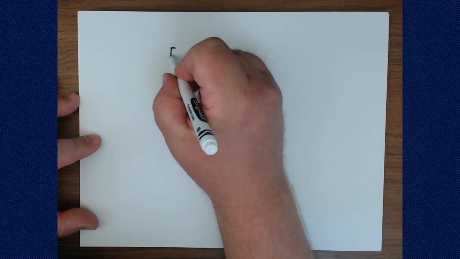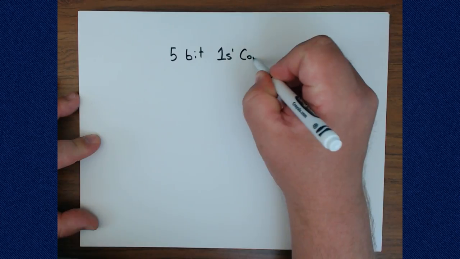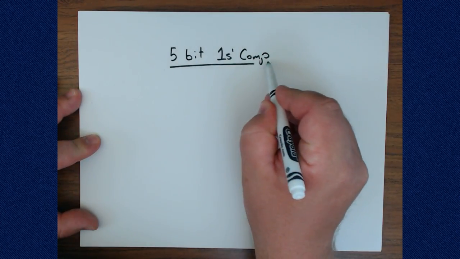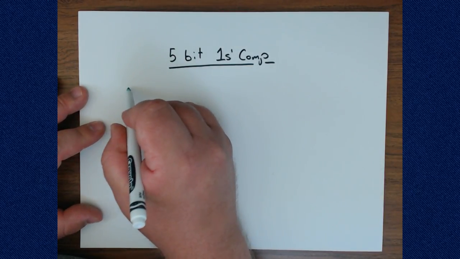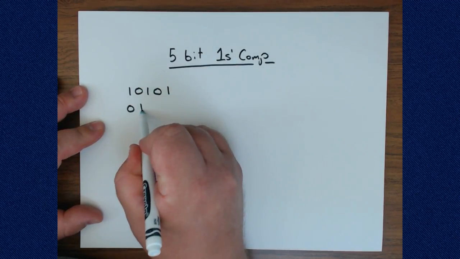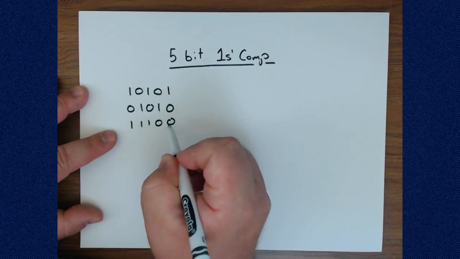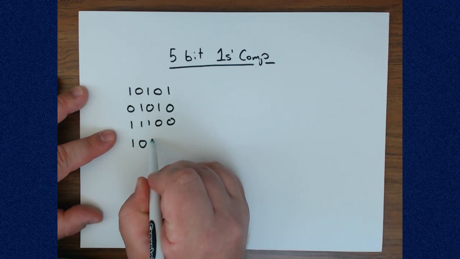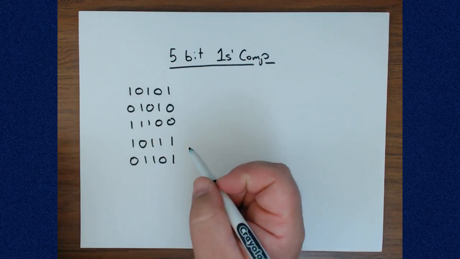Now let's look at some bit patterns and try to evaluate them. In other videos we did this with a 5-bit machine, so we're going to do the same thing here. Let's look at a 5-bit 1's complement system. Again, the highest order bit will be the sign bit. We just need some values to work with. Let's try 1, 0, 1, 0, 1, then 0, 1, 0, 1, 0, then 1, 1, 1, 0, 0, then 1, 0, 1, 1, 1, and 0, 1, 1, 0, 1.